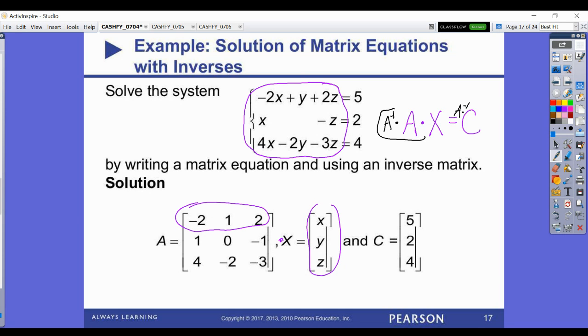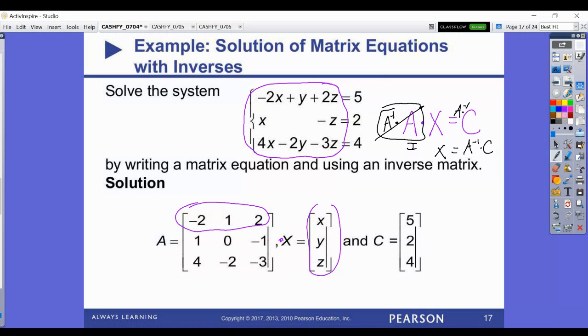Now we know that when we multiply a matrix by its inverse, we're just going to get the identity. And when we do the identity times anything, we get the anything. So this is going to cancel out, and we're going to get X equals the inverse of A times C. Using your calculator, you can just type in basically exactly this. If you put this matrix in matrix A and this matrix in matrix C, you can type A inverse times C, and you will get the answer.